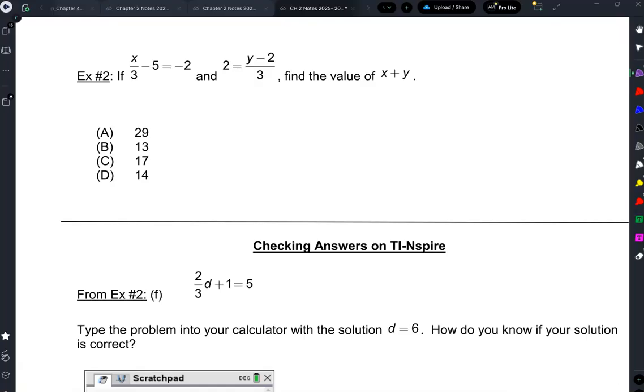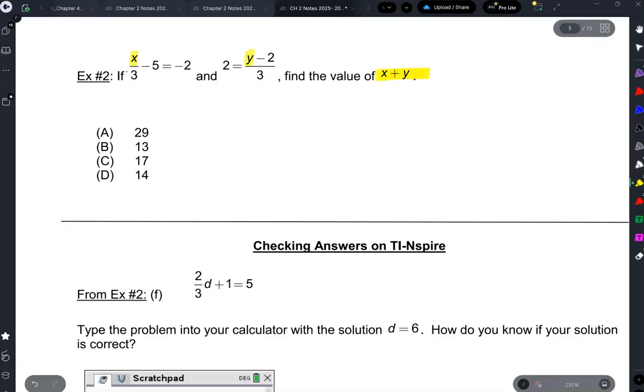Next one. Ooh, look at this one. This is like a SAT, PSAT type question. Okay. So if you have this, and I don't know why the formatting went off like that, x over 3 minus 5 is equal to negative 2. And then 2 equals this. So this equation has an x in it. This equation has a y in it. What we need to find is x plus y. So from the first equation, I need to find x. From the second equation, I need to find y. And then I need to add them with each other.